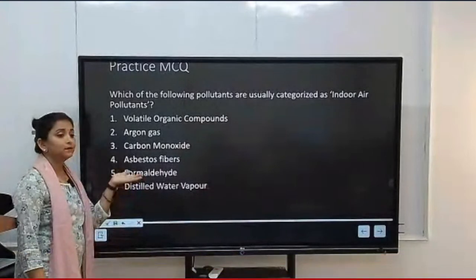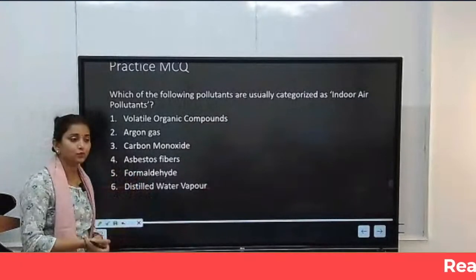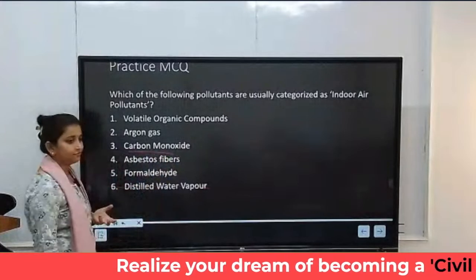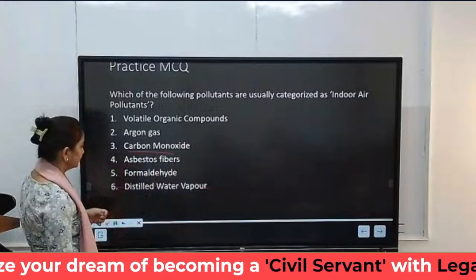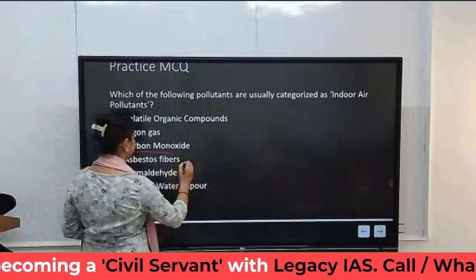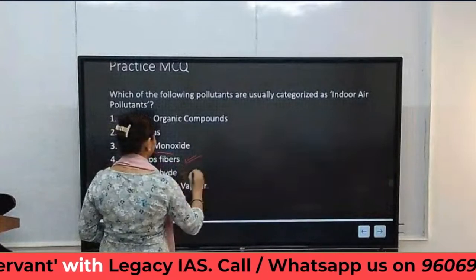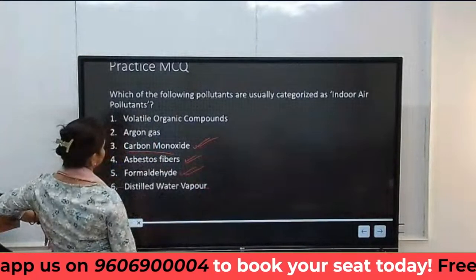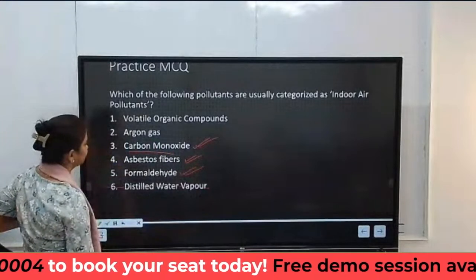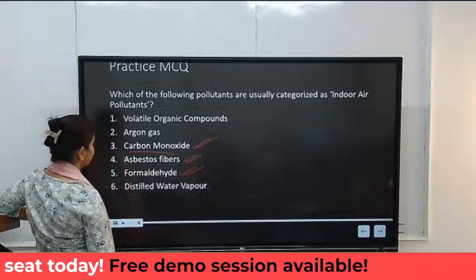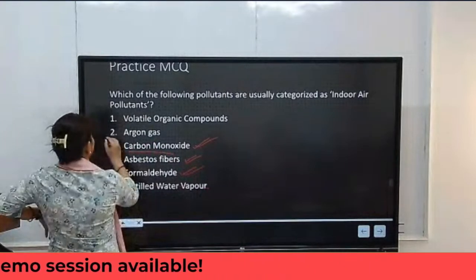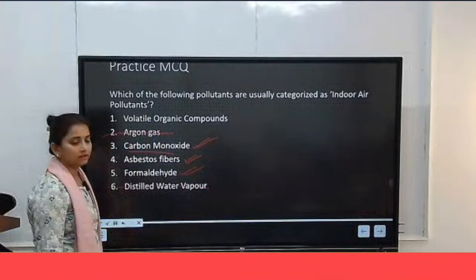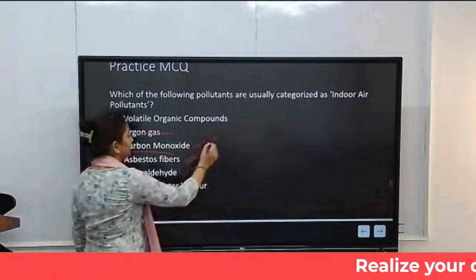Carbon monoxide is used, right? PM Ujjwala Yojana we were reading as a solution. Wood is being used as a fuel. Wood, indoor air pollutant, carbon monoxide, from incomplete combustion of any fossil fuel including wood or coal. Asbestos fibers, indoor air pollutant. Formaldehyde, indoor air pollutant. Volatile organic compounds, mostly industrial application, but yes, it is considered as indoor air pollutant. Argon is not. It is only used in industries. This is not an indoor air pollutant.